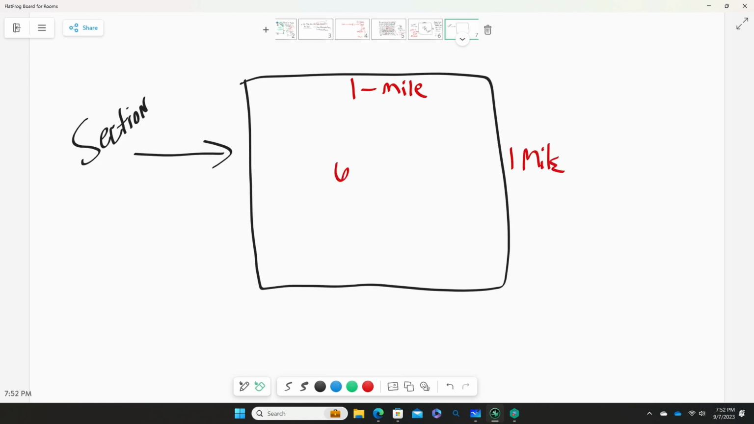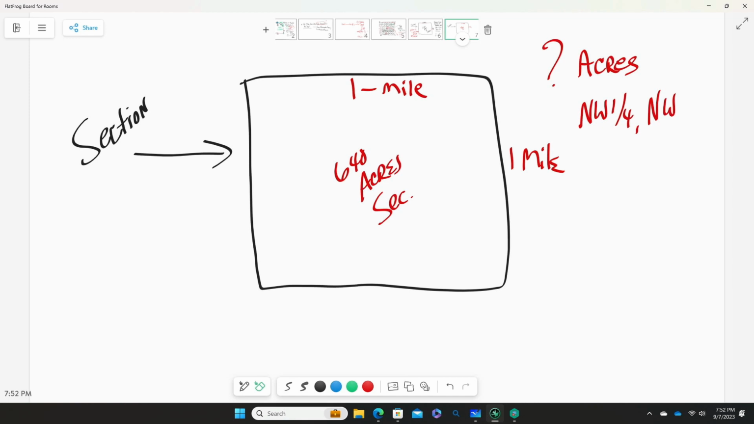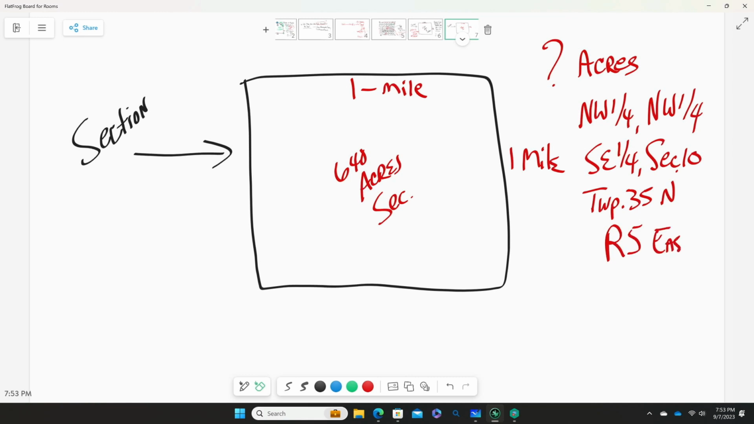We also know there are 640 acres in a section. Now, they could ask you how many acres are in the northwest quarter of the northwest quarter of the southeast quarter of section 10, township 35 north, range 5 east. And don't let this bother you because it's very easy to solve. Get your calculator out.